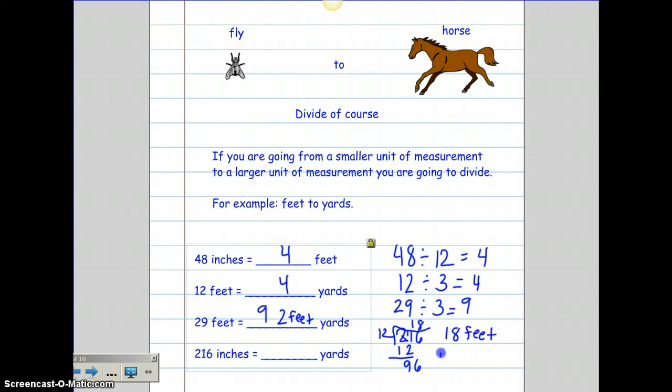And now I have to take 18 feet and divide it by 3 because there are 3 feet for every yard. So 18 divided by 3 gives me 6. So there are 6 yards. With 216 inches, I can make 6 yards. That was a really tough one.